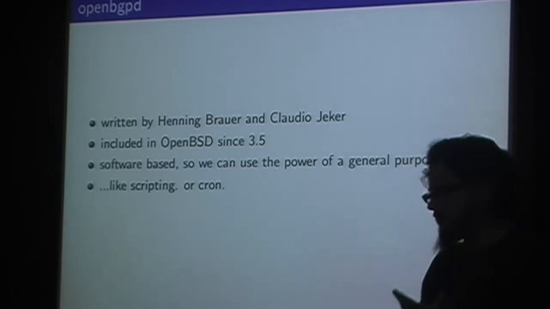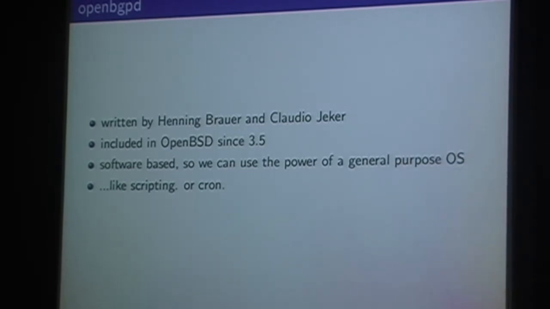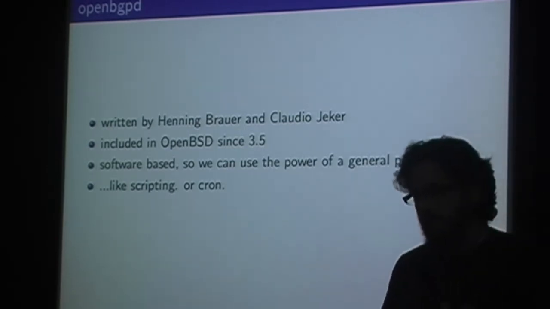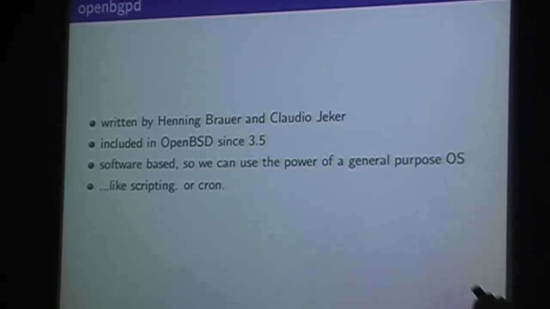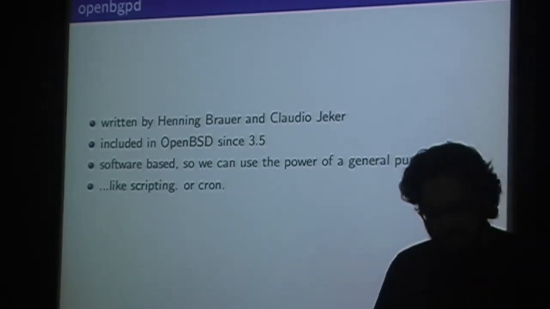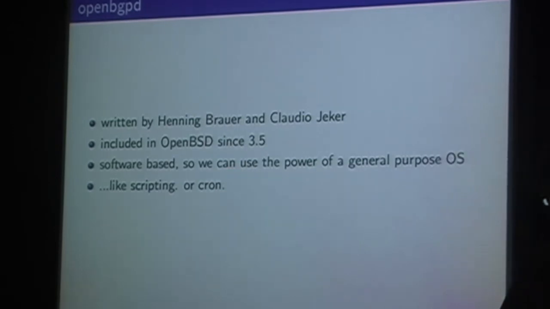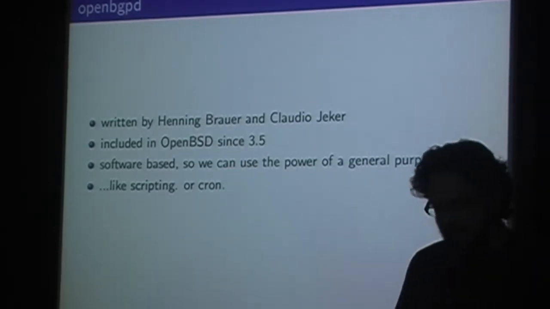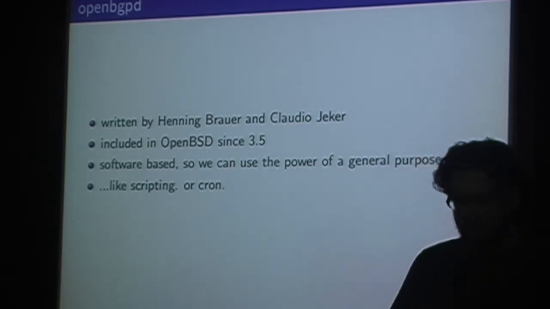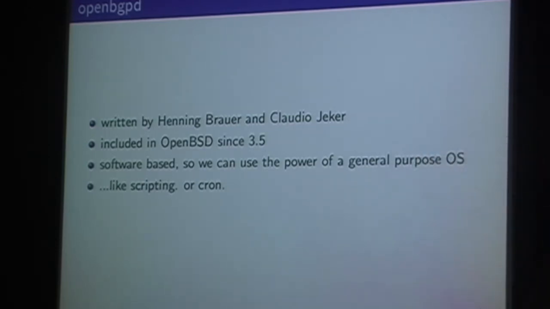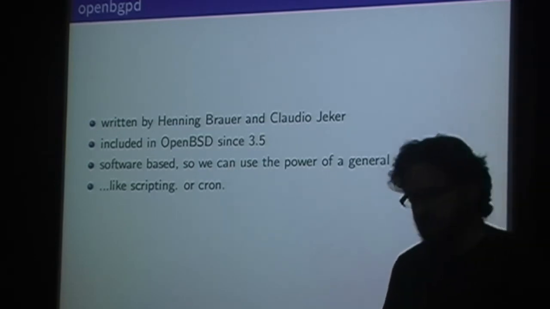So the software we're using to do this is OpenBGPD, written by Henning Brauer, who's heckling me in the audience, and Claudio Jeker. It's been included in OpenBSD since about version 3.5. It's software-based, so we can use the power of a general-purpose OS, like scripting or cron, or having a CPU that costs more than $3.